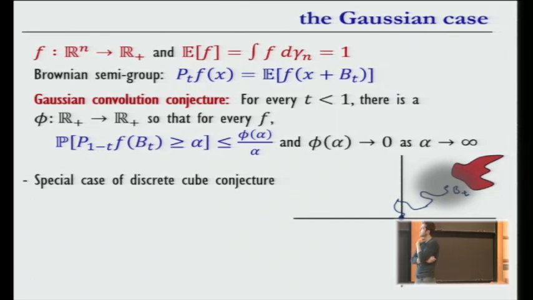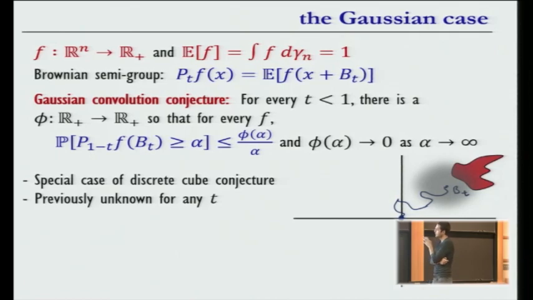Because you can embed Gaussian space into the discrete cube just using the central limit theorem. You take a Gaussian and approximate it by a sum of random plus-minus ones. That gives you something in the discrete cube, and you can check that everything works out. It was unknown, just like the discrete cube case. It was previously unknown for any non-trivial t.